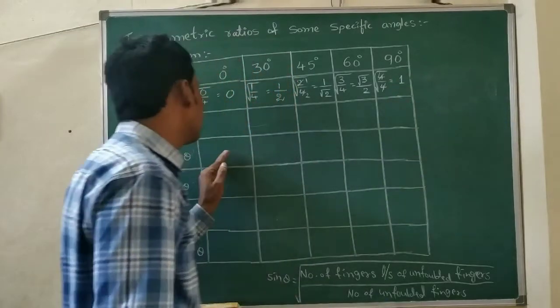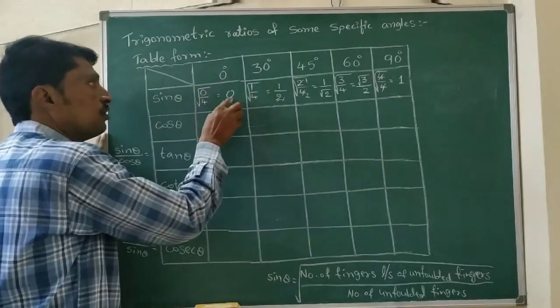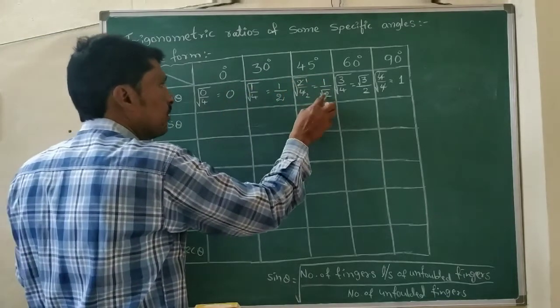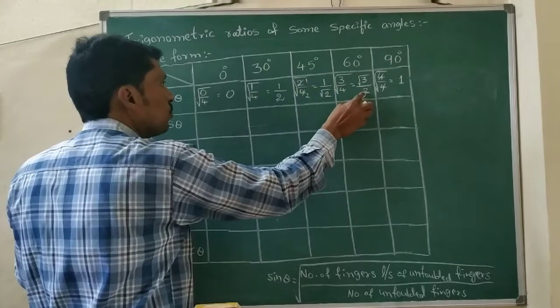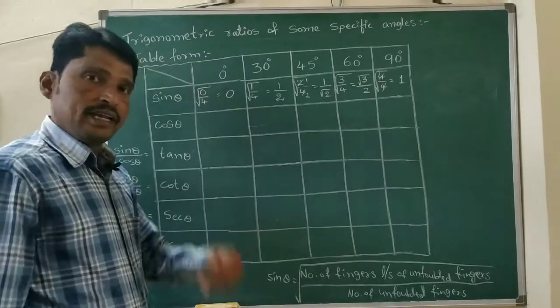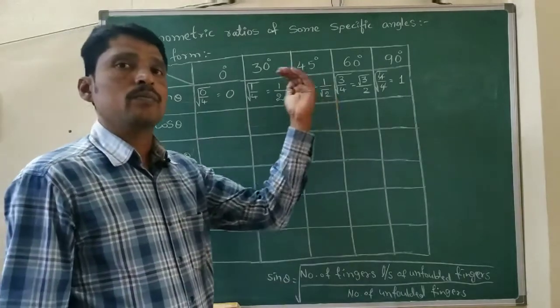Now how do we see it here? Sin 0 is 0. Sin 30 is 1 by 2. Sin 45 is 1 by root 2. Sin 60 is root 3 by 2. Sin 90 is 1.